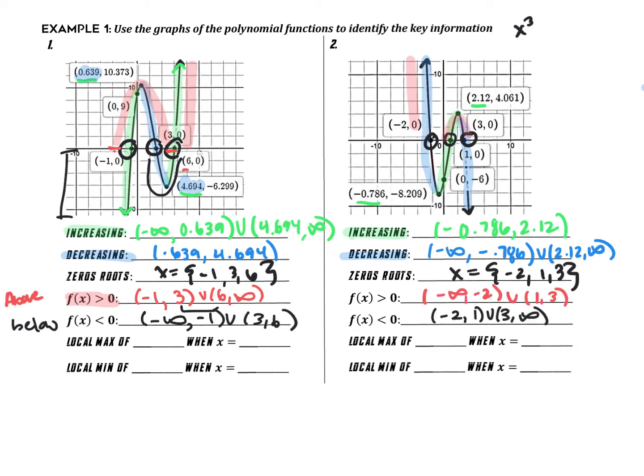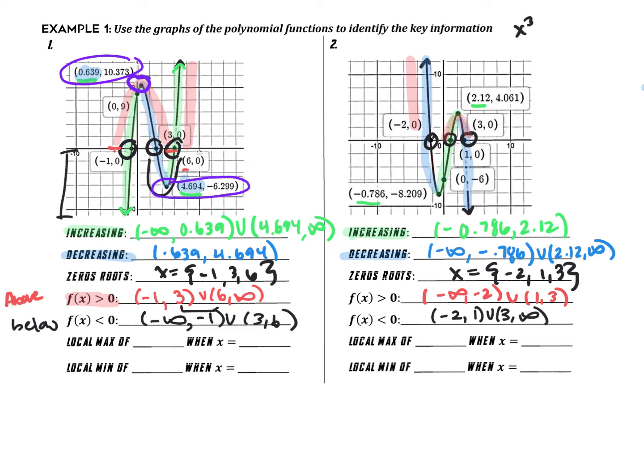So we're above the x-axis from negative infinity to -2 and from 1 to 3 on number 2, and below in between, so -2 to +1 and 3 to infinity. Now let's add our last piece where we have relative extrema or local extrema. So I'm going to go ahead and first circle those points. So this point here is a relative extrema or a local extrema, and this point here.